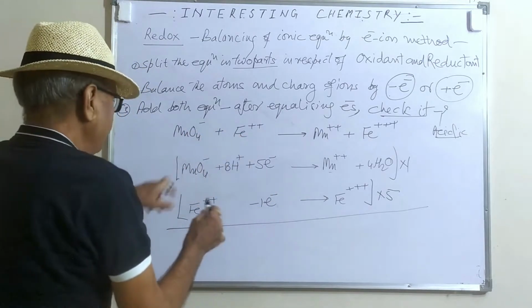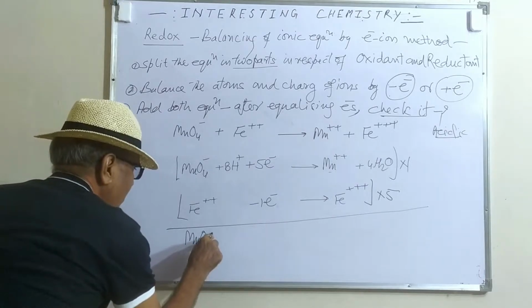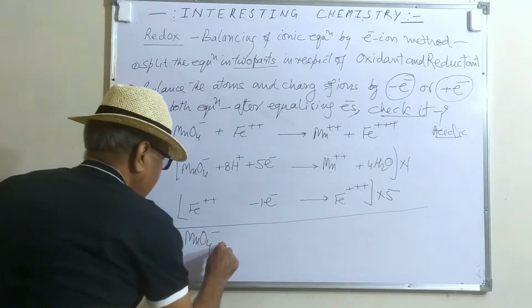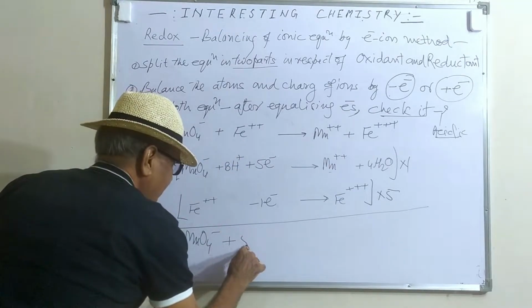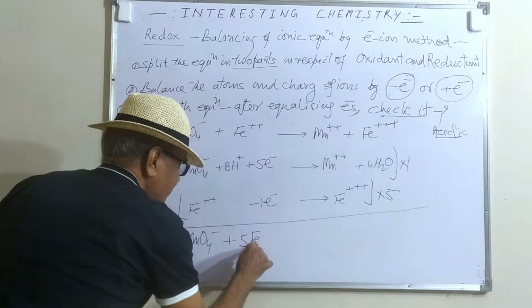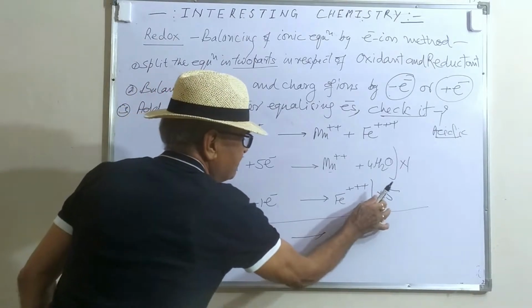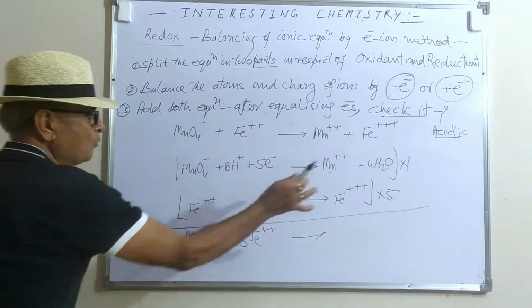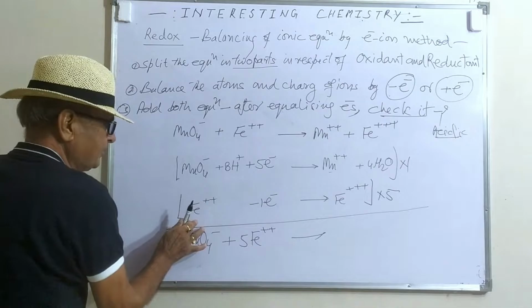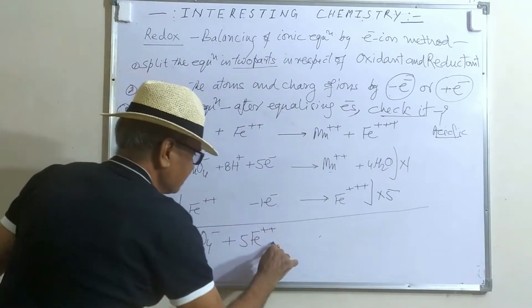So 1 MnO4 1 negative, plus 5 Fe double positive. Please be careful about the Fe double positive in this multiplication. 1 MnO4 negative, 5 Fe double positive, and 8H positive.